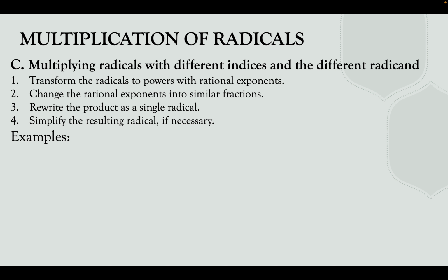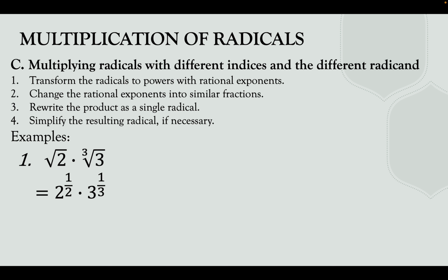Next, we need to multiply radicals with different indices and different radicands. So first, we need to transform the radical to powers with rational exponent, change the rational exponent into similar fractions, and rewrite the product as a single radical. Simplify the resulting radical if necessary. So we have square root of 2 times cube root of 3. So we have different indices and different radicands. So change this one into powers with rational exponent. So we have 2 raised to 1/2 times 3 raised to 1/3.